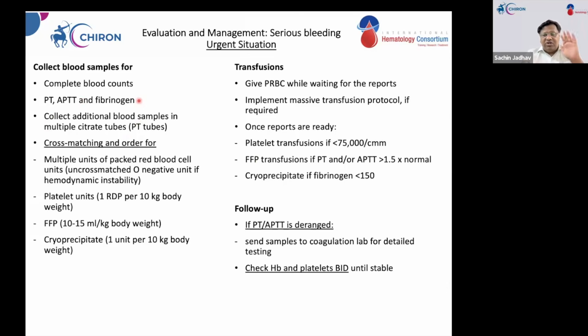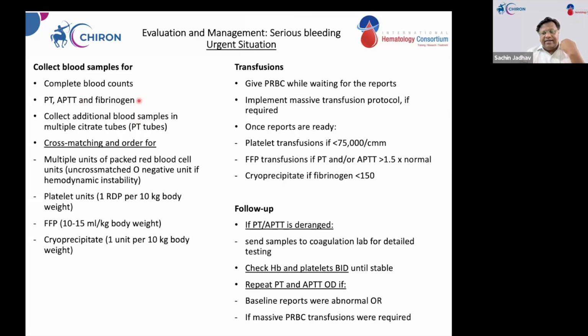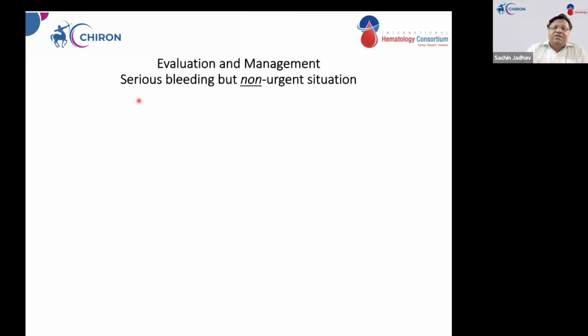And these patients will not stabilize immediately. So you have to keep on checking hemoglobin, platelets twice a day, repeat PT ability once a day at least. And if it was prolonged previously, transfuse FFP, cryo. So this is how we manage the patient. Here, the key is stabilizing the patient, but ensuring that pre-transfusion, you have some extra samples left for further analysis if required.